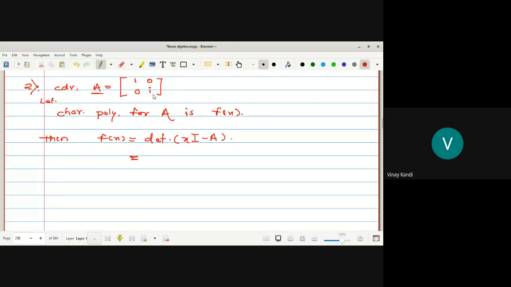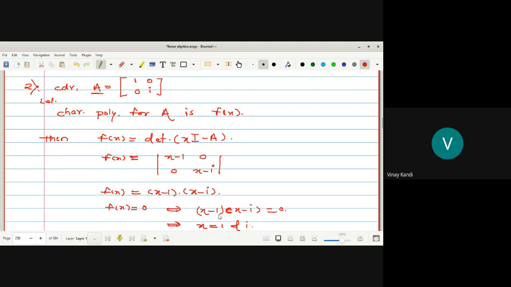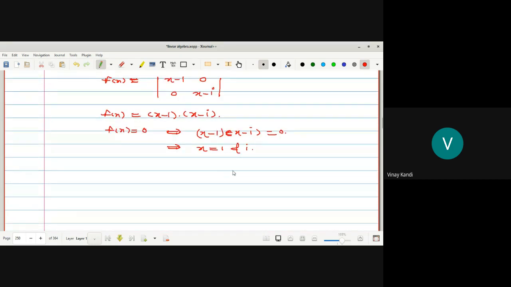This is a complex matrix, so the complex roots need not come in conjugate pairs. Now look at f of x, which is the determinant of xI minus A, that is x minus 1, 0, 0, x minus I. So f of x is x minus 1 into x minus I. Now f of x equal to 0 implies x is equal to 1 and I. The algebraic multiplicity of 1 is 1, and the geometric multiplicity of I is again 1.